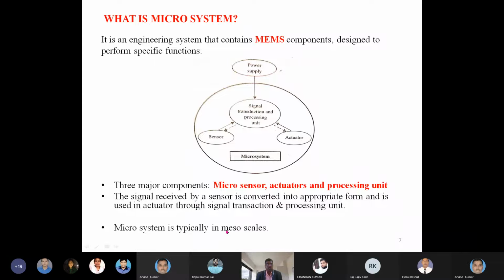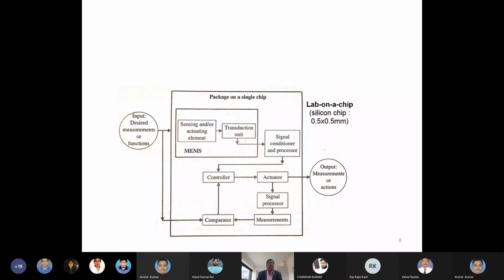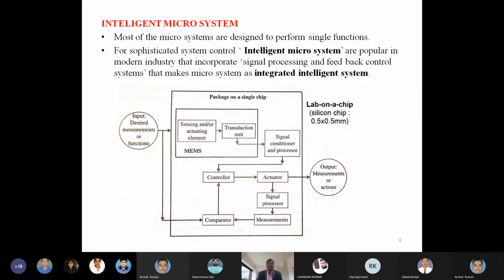The microsystem typically, in the case of the meso scale, will be a micro and macro scale. And when we talk about the intelligent microsystem, in which there will be a microcontroller, the entire sensors and the actuator unit become available nowadays in a single chip. It's a single silicon chip, which we always call a lab on chip, which will be very small in size, 0.5 by 2.5 millimeter.